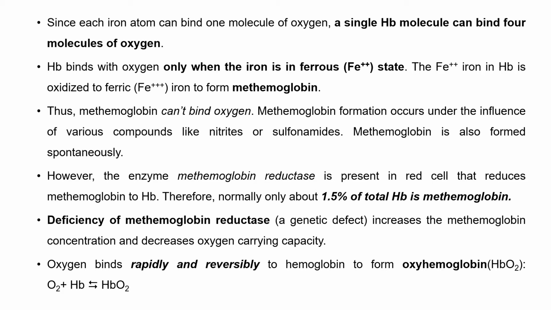Hemoglobin binds with oxygen only when the iron is in ferrous state. The ferrous iron in hemoglobin is oxidized to ferric iron, and this will form methemoglobin. Thus, methemoglobin can't bind oxygen. Methemoglobin formation occurs under the influence of various compounds like nitrites or sulfonamides. Methemoglobin is also formed spontaneously. However, the enzyme methemoglobin reductase is present in red cells that reduces methemoglobin to hemoglobin. Therefore, normally only about 1.5% of total hemoglobin is present as methemoglobin.